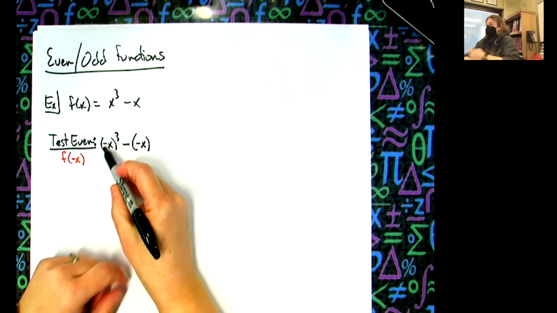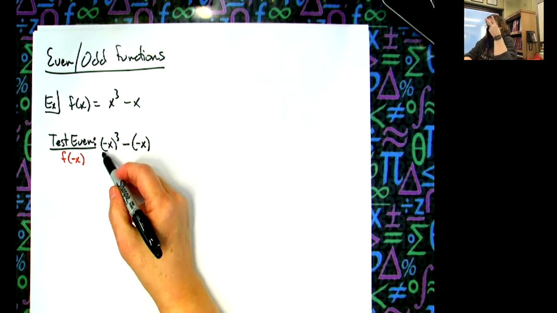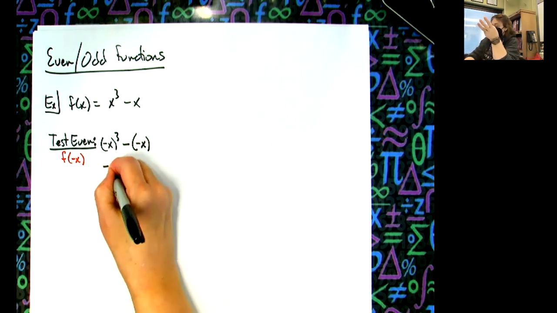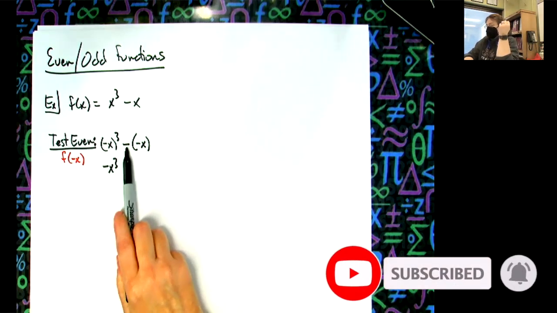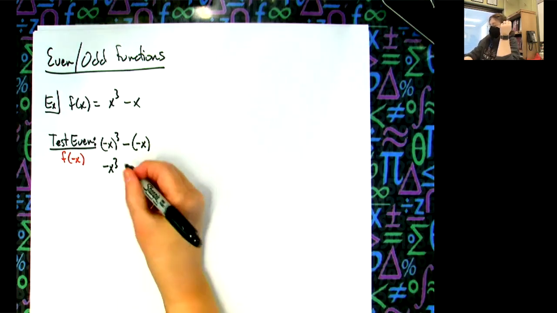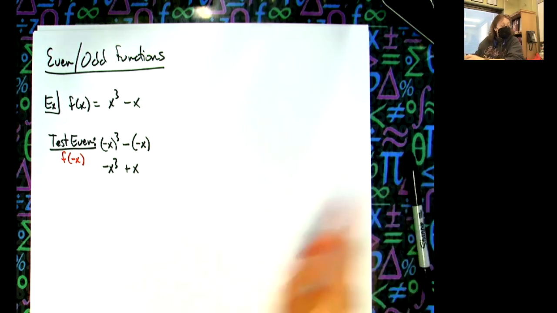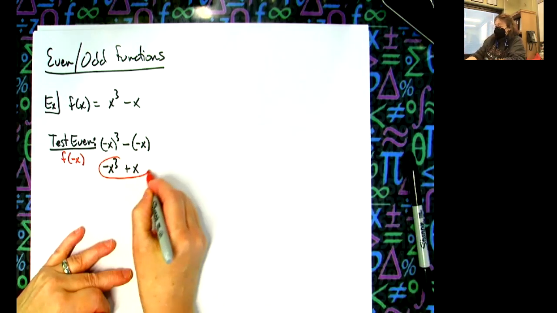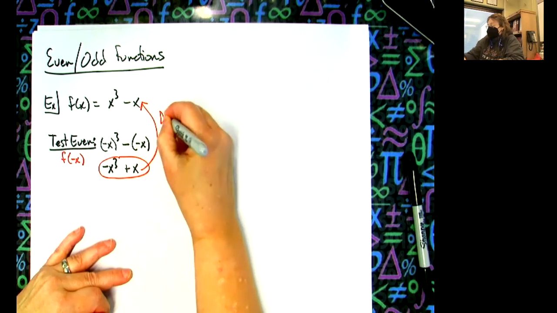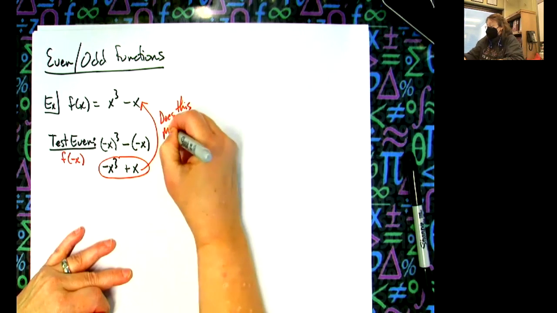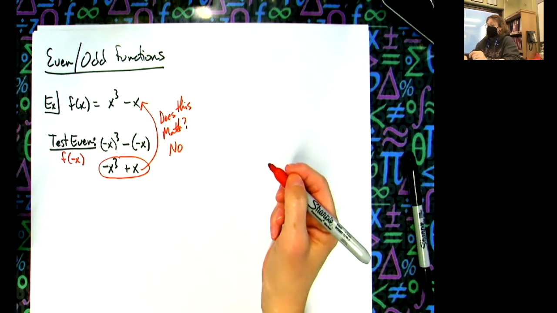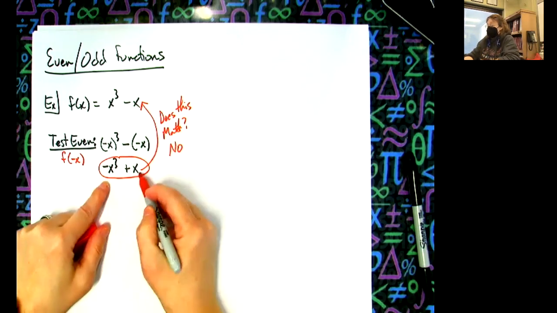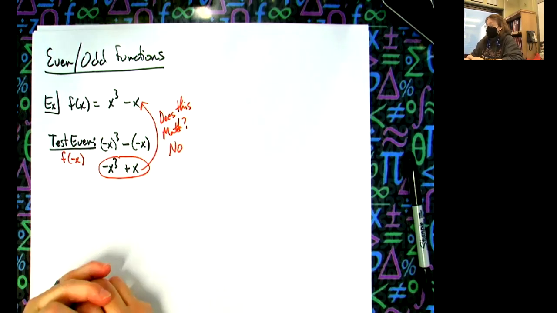All right, now negative 1 to the 3rd power. Negative 1 times negative 1 is positive, times another negative 1 is negative. So that makes this a negative x to the 3rd. I can drop the set of parentheses. Now I'm subtracting a negative, plus plus, right? We can go plus plus right there. So that becomes a plus x. Now you're going to ask yourself, does this match? And the answer is no, it does not. So that means this is not an even function, because this line does not match my original function.